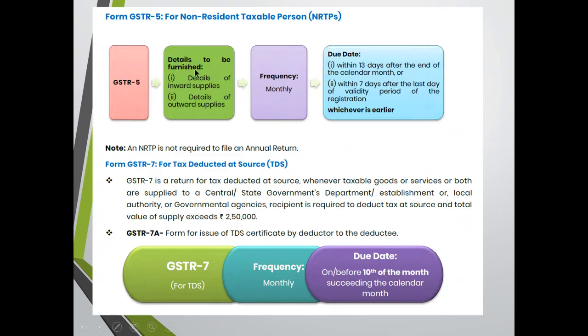When they would be required to file it: already we have mentioned that NRTP as well as CTP would be required to make the tax payment in advance. Before their supply, they would be required to make the payment at least 5 days before the actual date of doing business. They would be required to get registered and make the payment in advance. So in GSTR 5, they would be required to report both inward as well as outward supply.